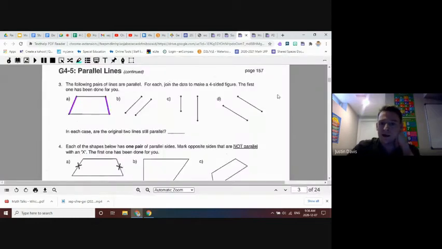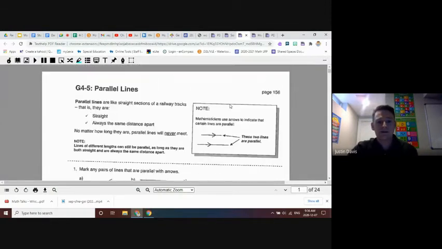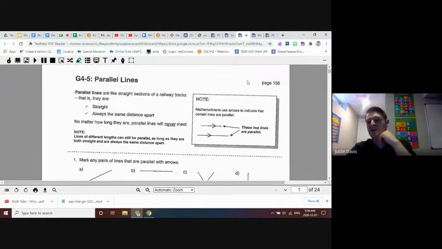Our lesson today. I think that's going to be okay because I think that it's pretty straightforward. So we are working with parallel lines. This is the first page, parallel lines, says page 156 at the top if you're looking for it.